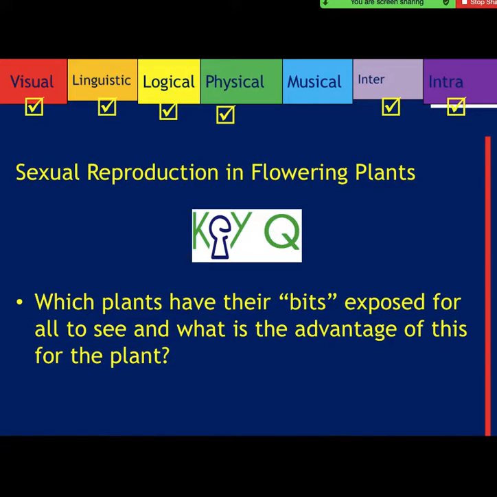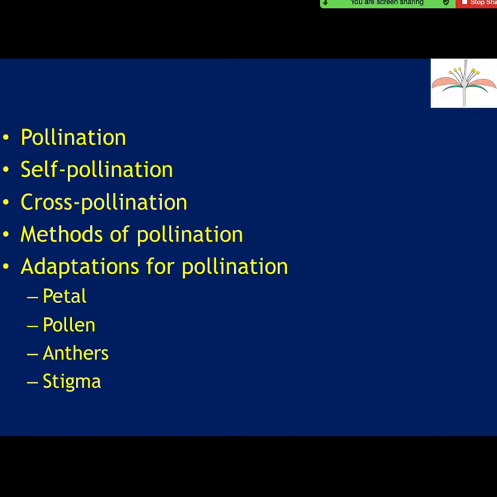So in terms of our book, we are working off page 178 in mine, on the little bit on pollination. If you've done ag, you already have a heads up on that front. So which plants have their bits exposed for all to see, and what is the advantage in terms of pollination for the plant?